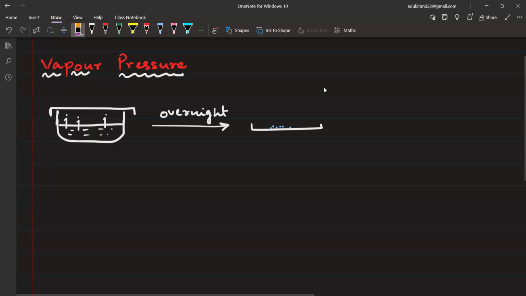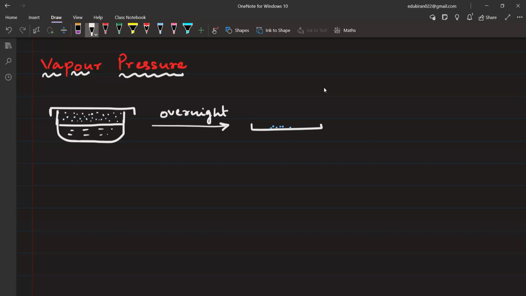Now, what does it mean? It means that if we have any liquid, there will be some vapors of that liquid. If I have any substance in liquid state, there will be some vapors above that liquid of the same substance. If the liquid is H2O, then you will have H2O vapors above the liquid. These H2O vapors are gas, and gas has the property of applying pressure on the sides of the container in which it is held. That particular pressure is known as vapor pressure.